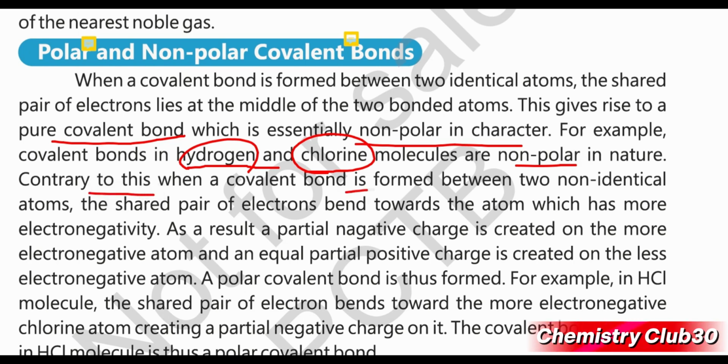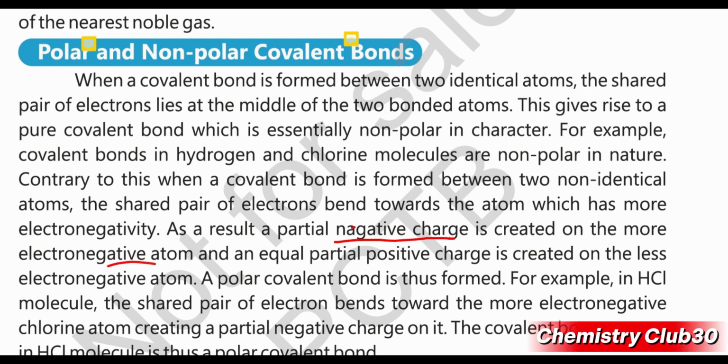Contrary to this, when a covalent bond is formed between two non-identical atoms, the shared pair of electrons bends toward the atom which has more electronegativity. And you must know that electronegativity is the power to pull the shared electron pair toward itself. So as a result, a partial negative charge is created on the more electronegative atom and an equal partial positive charge is created on the less electronegative atom, because the electrons will be close to the electronegative element, so it will create a partial negative charge. A polar covalent bond is thus formed.